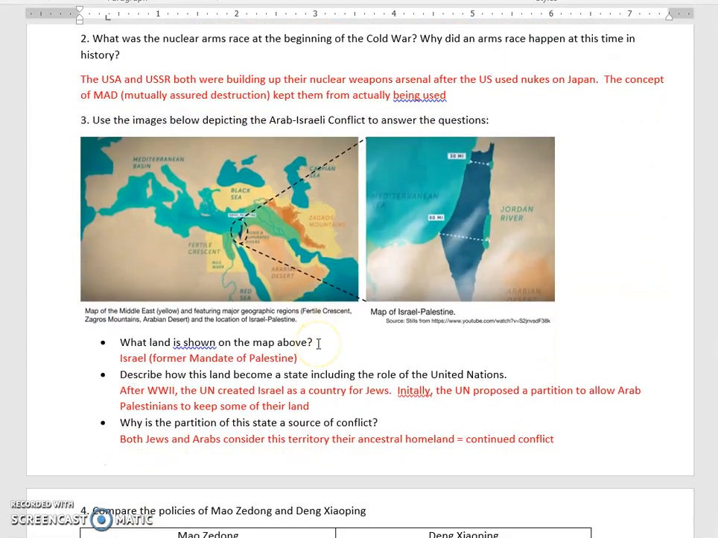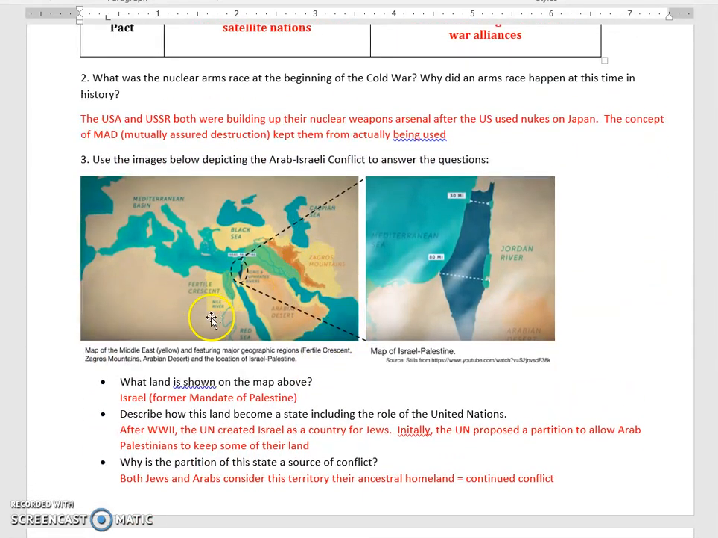All right, looking at the Arab-Israeli conflict. This area, of course, right here on the east coast of the Mediterranean is Israel, formerly known as the Mandate of Palestine. After World War II, the United Nations created the country of Israel. It was designed to be a country for Jews.